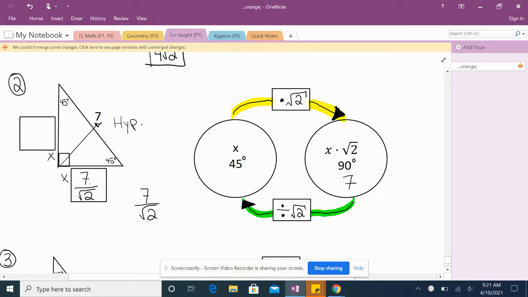So if this leg is 7 over square root 2, then this leg has to be 7 over square root 2.